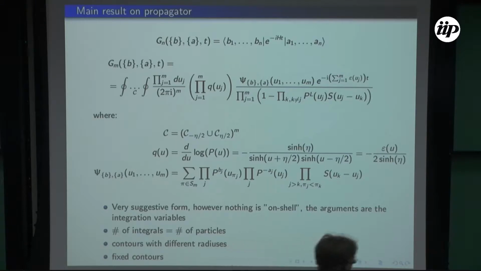Sorry, yeah, the C of eta is like a small radius, a small circle around this minus eta over 2 point and eta over 2 point. And it's a technical thing, but these radii should be different. What is important is that these radii are fixed. It doesn't depend on anything. You're always making your contour integral around these 2 points in every variable.